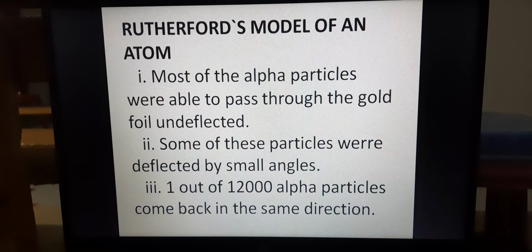So Rutherford's model, what was his conclusion? Most of the alpha particles were able to pass through the gold foil undeflected. That is, the positive rays are mainly alpha particles. Most of the particles are undeflected. Some of these particles were deflected by small angles. About 1 out of 12,000, as I have told earlier, that is very few.